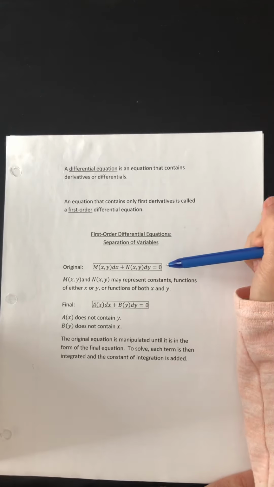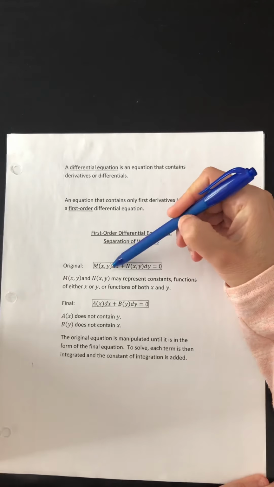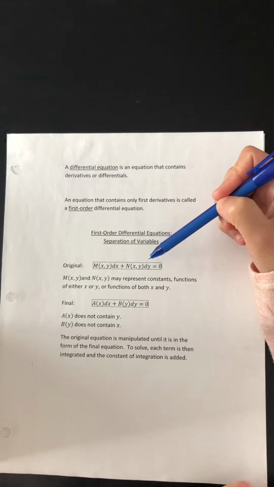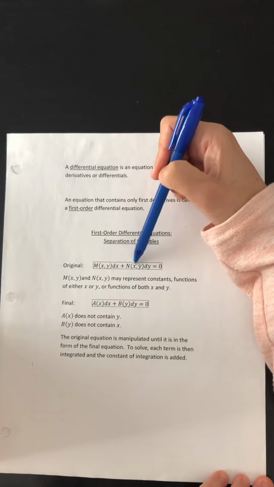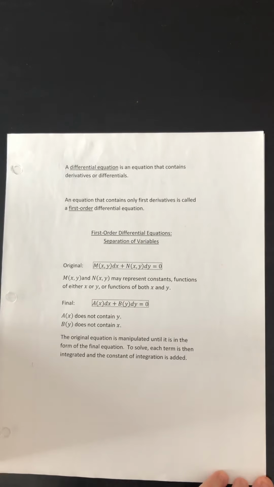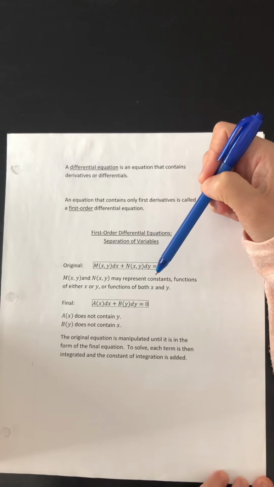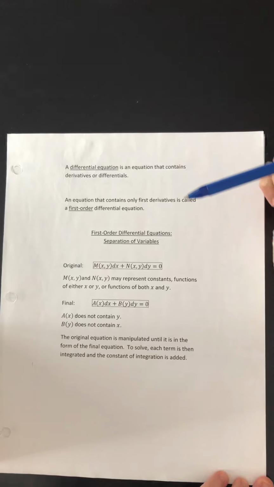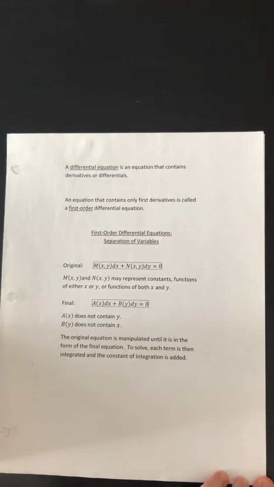Here's what the original equation may look like. You can see here we have the differential dx and the differential dy. And currently, anything can be attached to these differentials. We may have constants. We may have functions of either x or y, or we may have functions of both x and y attached to these differentials.